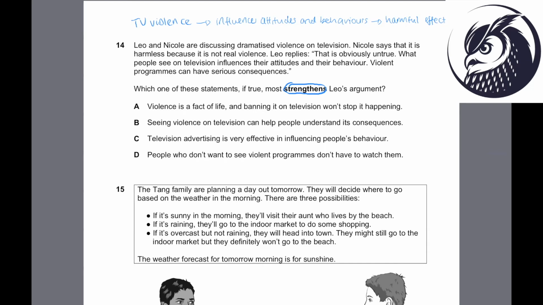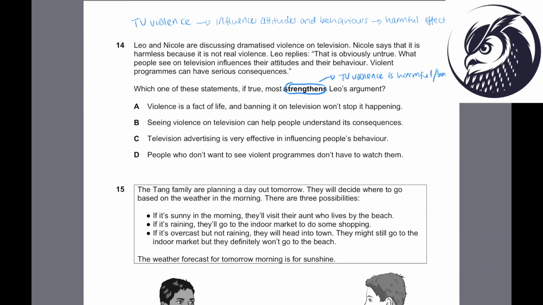We are looking for a statement that strengthens Leo's argument. So again, I like to simplify things, guys. If we're looking for a statement that strengthens Leo's argument, really we're looking for something that says that TV violence does have harmful effects or it is bad, yeah? So TV violence is harmful or bad. Something that supports that kind of saying or that argument.